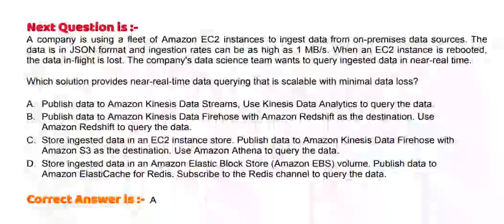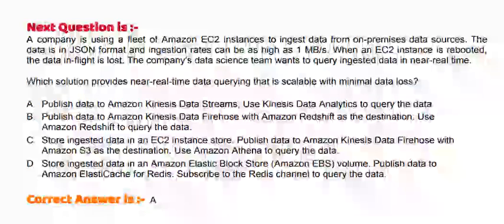Next question is, a company is using a fleet of Amazon EC2 instances to ingest data from on-premises data sources. The data is in JSON format and ingestion rates can be as high as 1 MB per second. When an EC2 instance is rebooted, the data in flight is lost. The company's data science team wants to query ingested data in near real time. Which solution provides near real-time data querying that is scalable with minimal data loss?